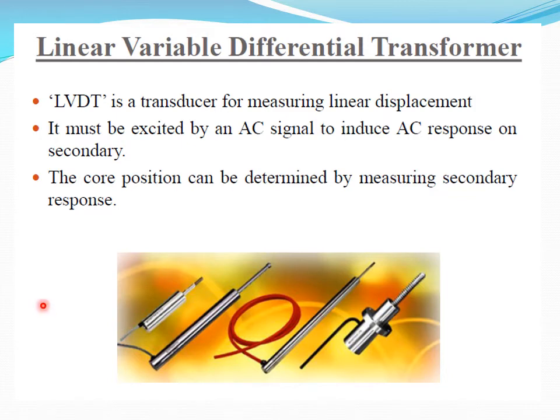LVDT, or linear variable differential transformer. LVDT is a transducer for measuring linear displacement. Normally excitation is by an AC signal to induce an AC response on a secondary. The core position can be determined by measuring the secondary response. This is the instrument, different types of instrument, LVDT.